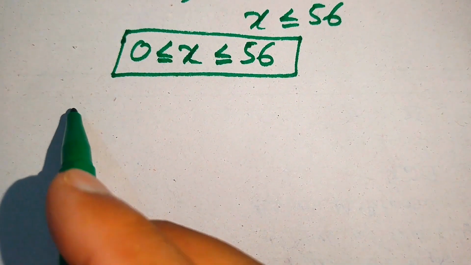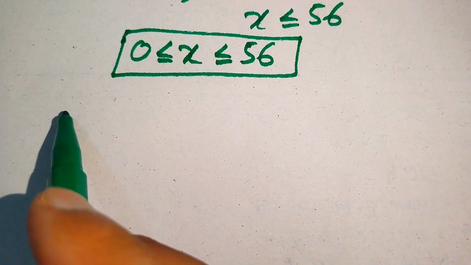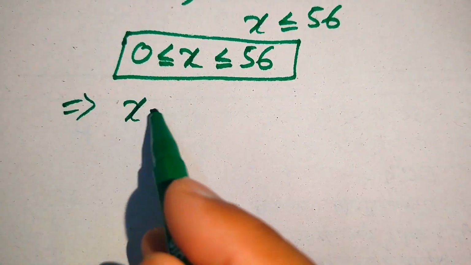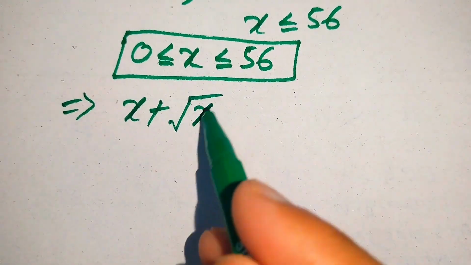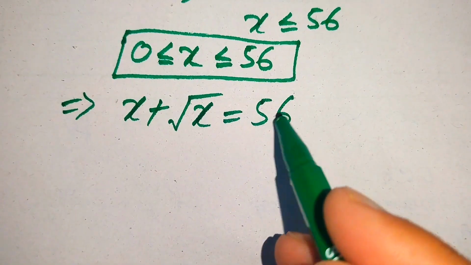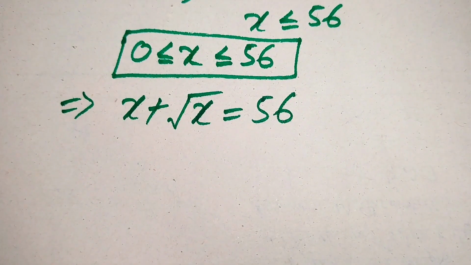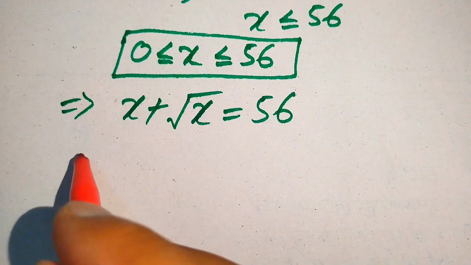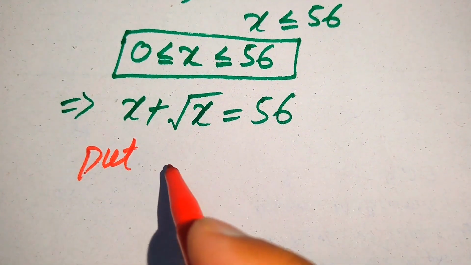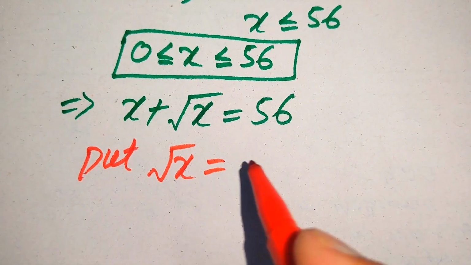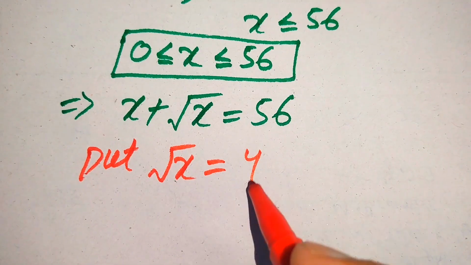So for this we need to copy down the given question statement. Here the given question statement is x plus square root of x is equal to 56. So here I can just use the substitution technique to solve this problem. So that's why we will first substitute here square root of x is equal to y.